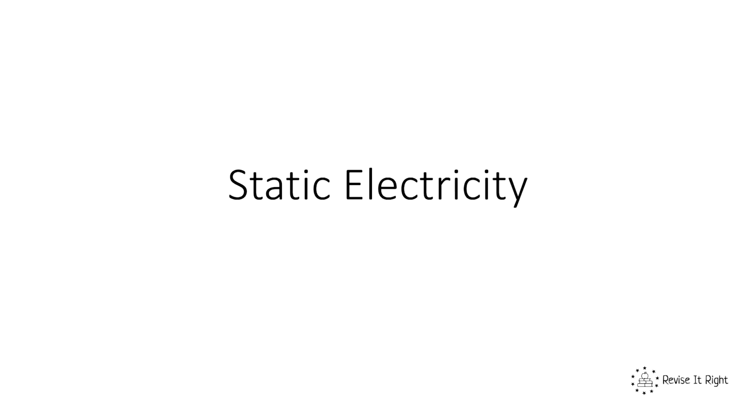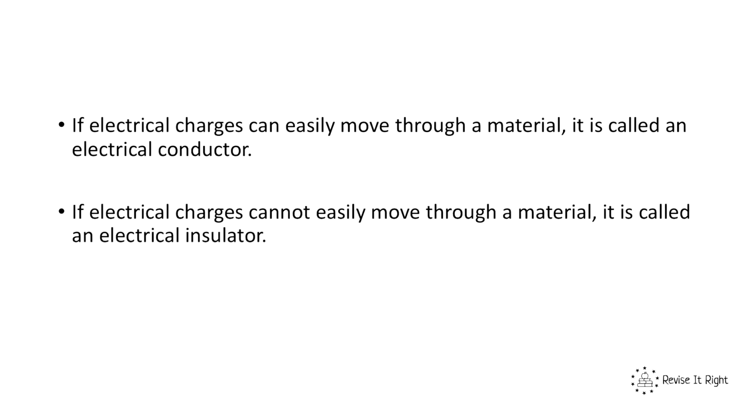This video is about static electricity. Before we get into static electricity and what it is, we first need to be fully aware of these two terms. If electrical charges can easily move through a material, it is called an electrical conductor. If electrical charges cannot easily move through a material, it is called an electrical insulator, and we need to understand these terms before we move on. So an electrical conductor can transfer electricity through it, and an electrical insulator cannot.